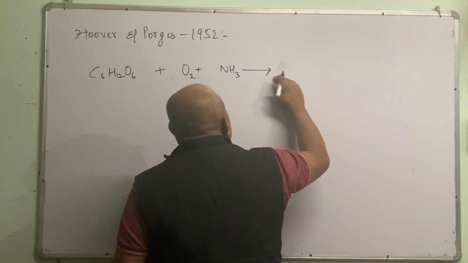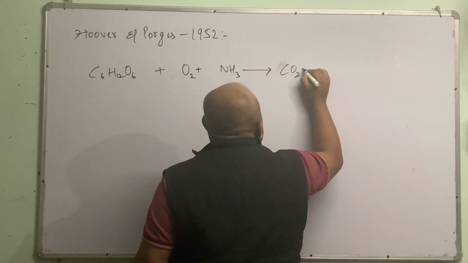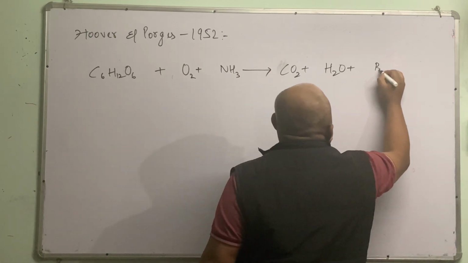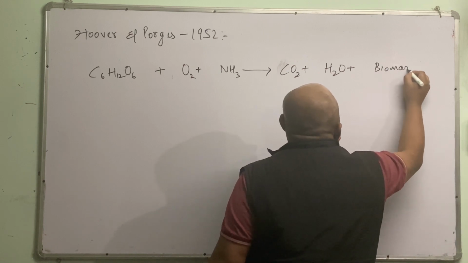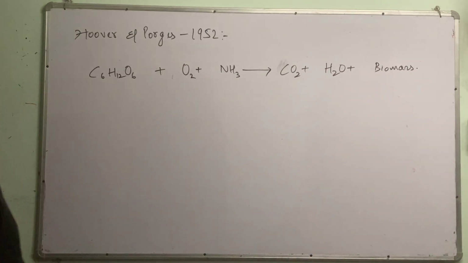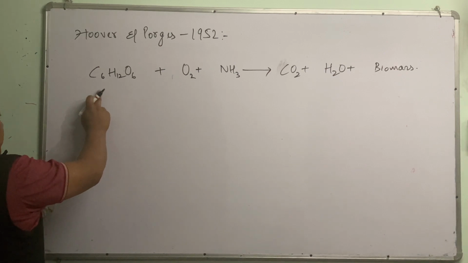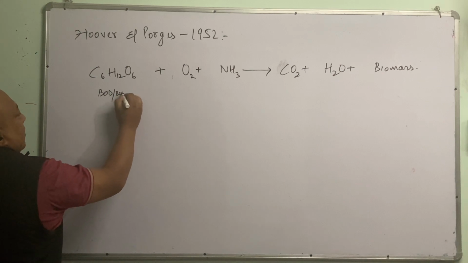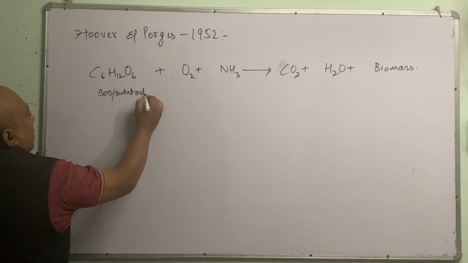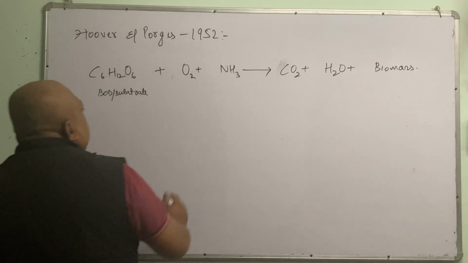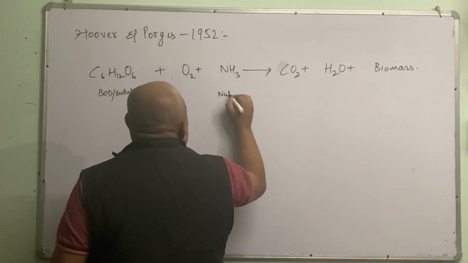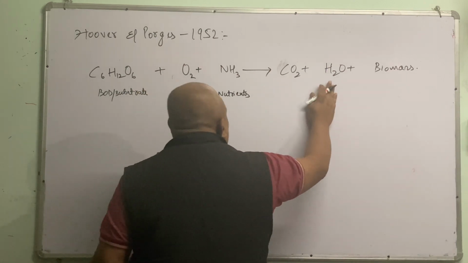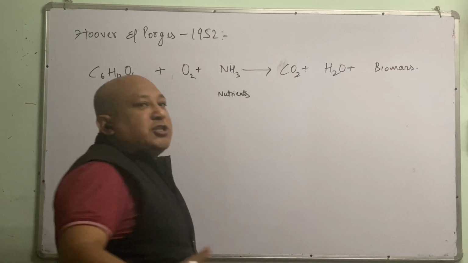The next is CO2 plus water plus the biomass. Please have a look. This is going to simplify the BOD. This is the BOD, or sometimes we call it the substrate. This is the oxygen required. This is the nutrients. And this is the oxidized product, carbon dioxide, water, and then biomass, the sludge that is coming out.